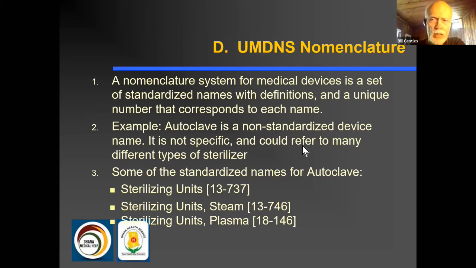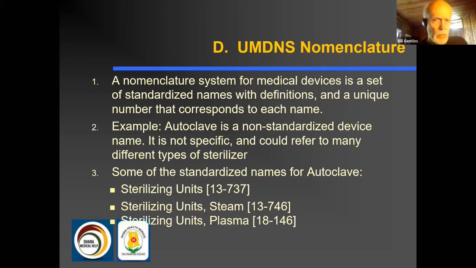Okay, I'm going to talk a bit about the UMDNS Nomenclature System. This is a system for medical devices only. It's a set of standardized names with definitions and a unique number that corresponds to each name. I'll give you several examples just to give you a flavor for how this works.